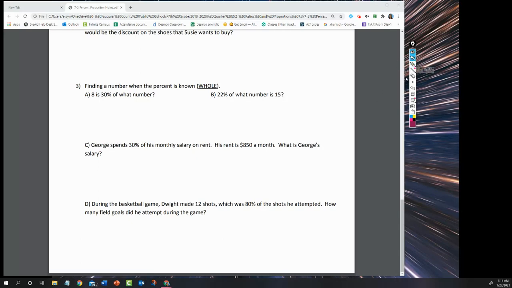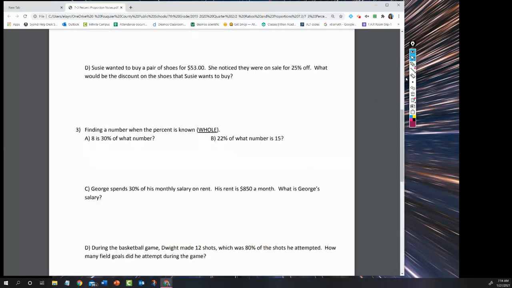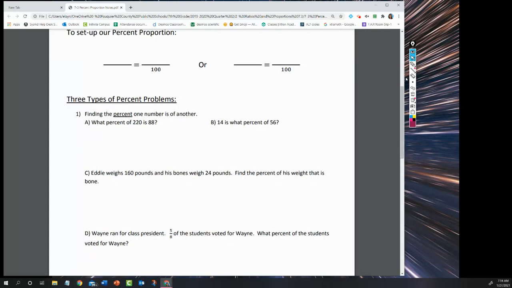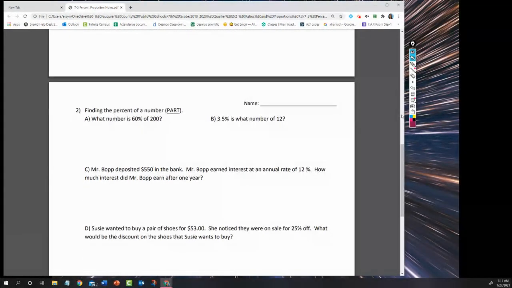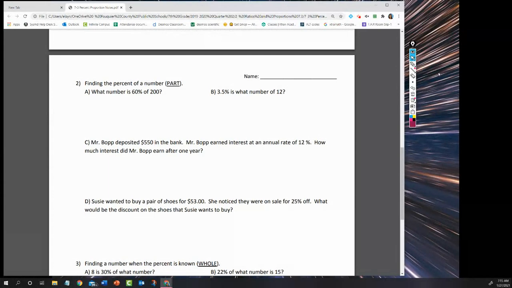But sometimes we don't have the whole amount; we're looking for something else. What if we're looking for the part? So it says here, what number is 60% of 200? So I look for my percent first, and I turn that into my first ratio, 60 over 100. That's equal to, the part is what we don't know, so I'm going to make that my variable, and then 200 is the whole amount.